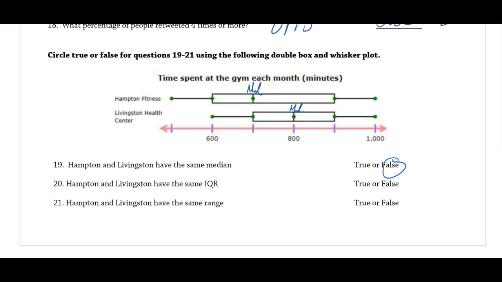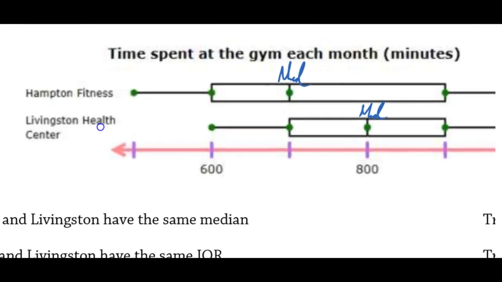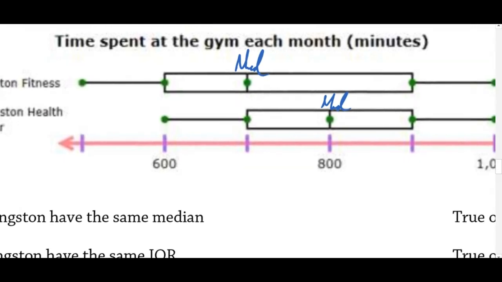So the median is just the middle of each graph. And if we're looking here, those numbers do not line up. So they would literally be directly on top of one another, like top and bottom of figure six.